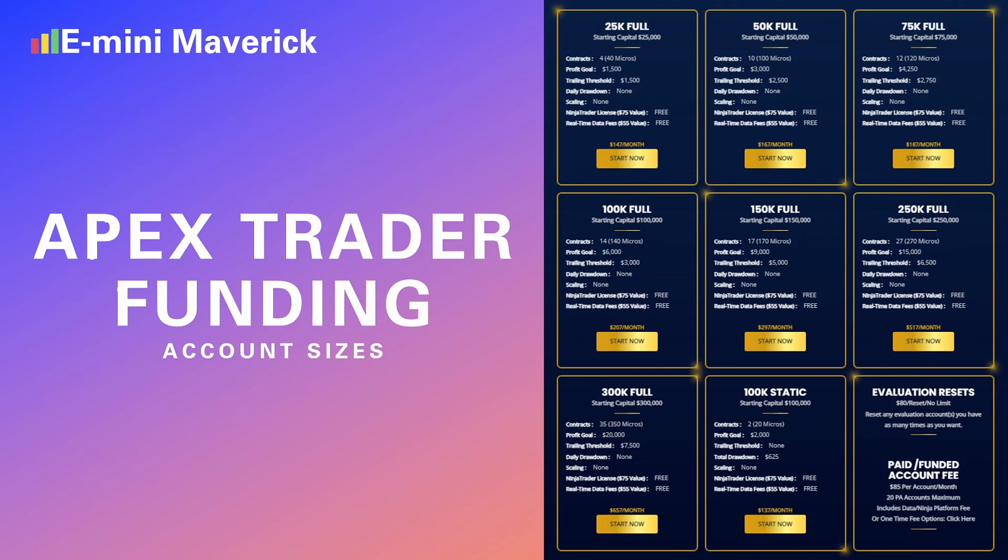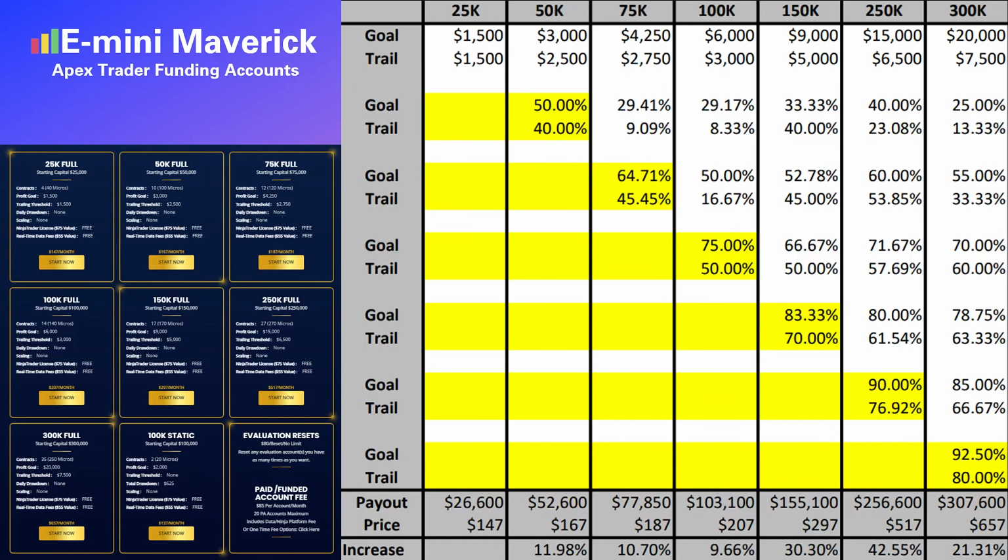But again, this video is to educate you guys on the different account sizes and ideally, hopefully save you money and make you a better trader. So let's jump into these different account sizes. Basically, what I've done at the top is put the different account sizes across, and I've put the goal and the trailing threshold along the left y-axis.